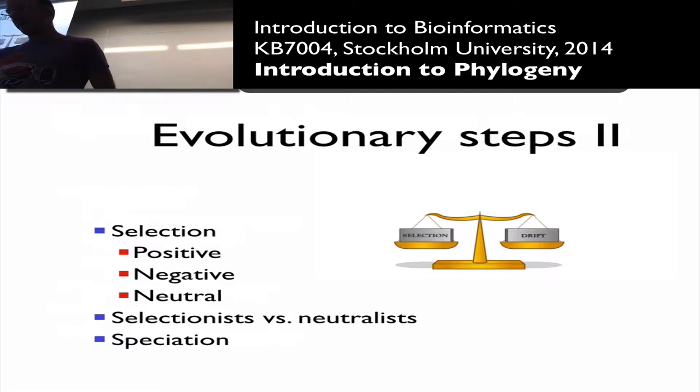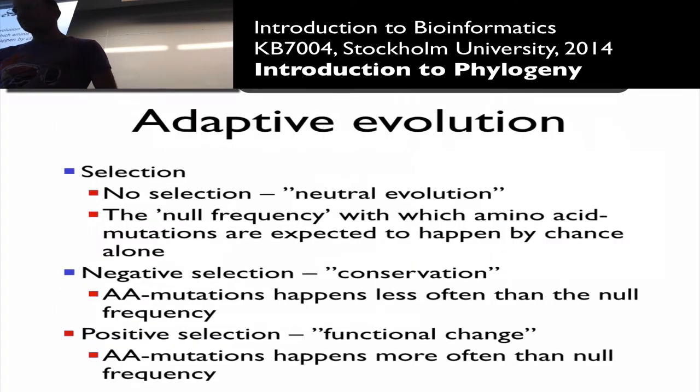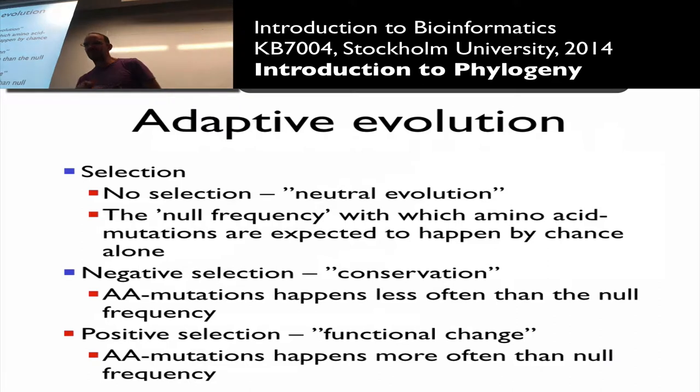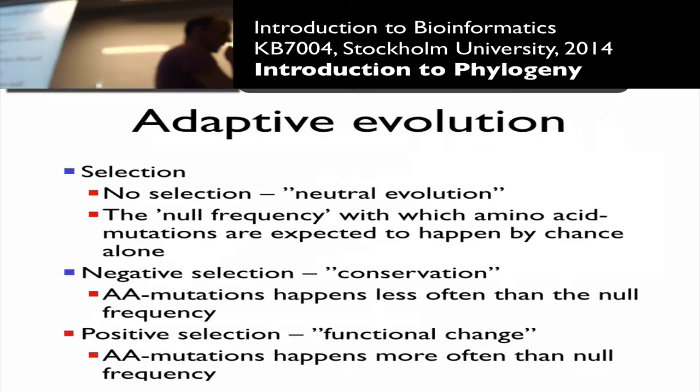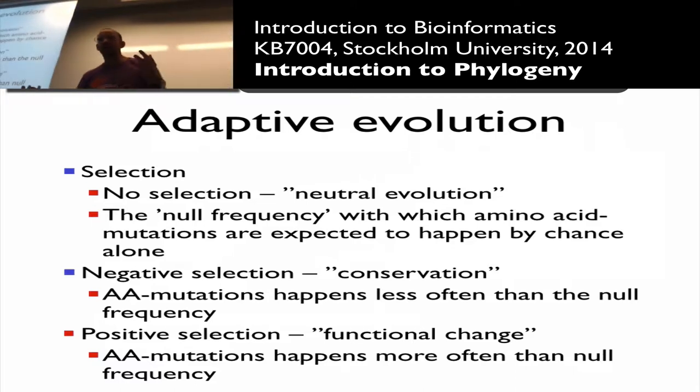Okay, so if you look at the gene or the gene family, you have negative, positive, or neutral selection. So you have neutral, which is basically the background frequency: how often does an amino acid or nucleotide change happen if you have no selection at all? And if you look at the genome, you can see that the parts of the genome that are not in genes have much higher evolutionary rates.